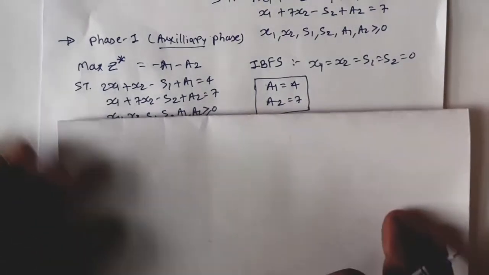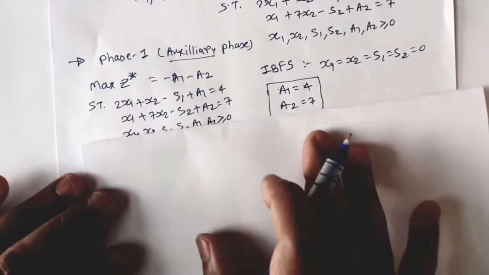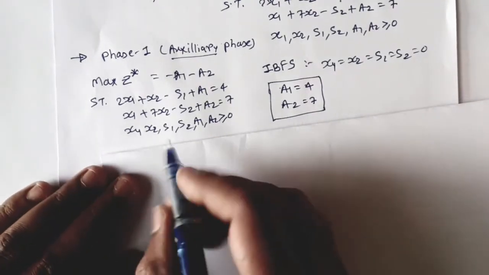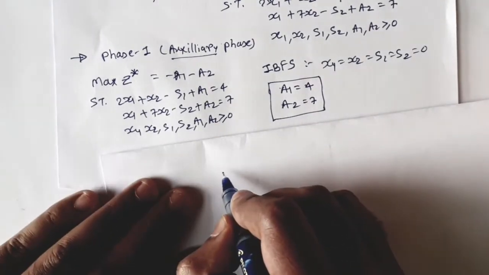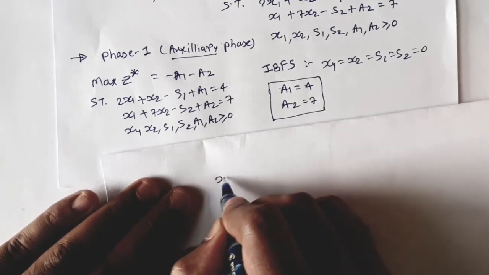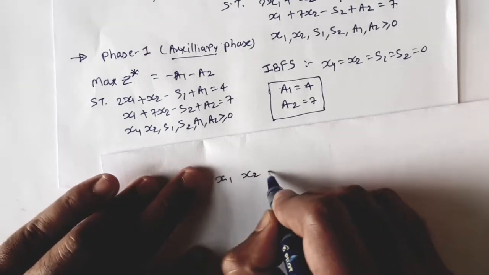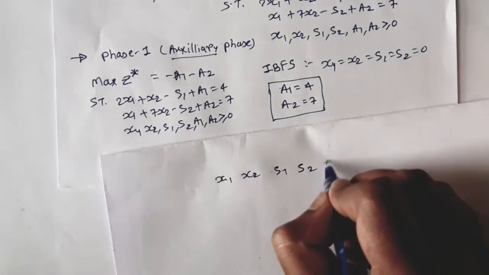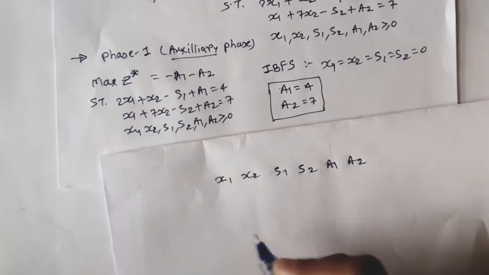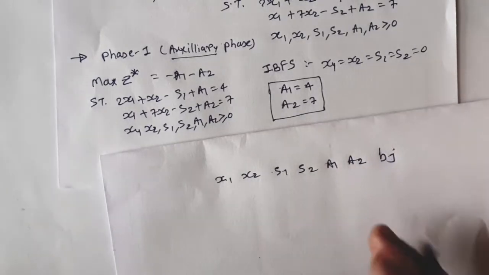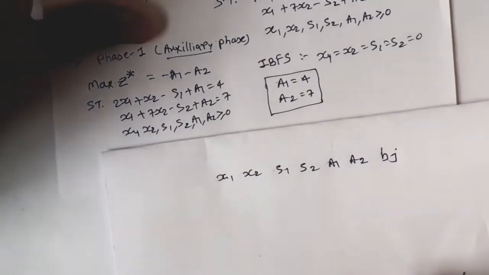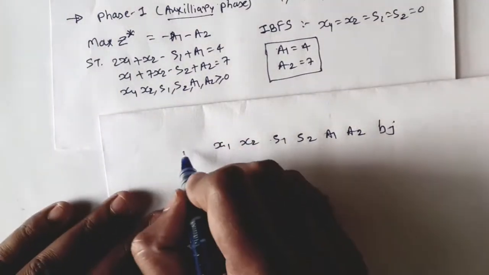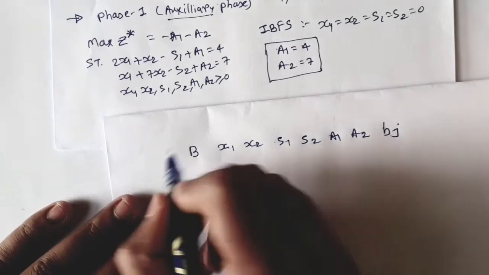So, in this case, we will make a table as usual for the auxiliary function, the auxiliary phase. Very first, we write down all the variables x1, x2, s1, s2, a1 and a2, and lastly the bj column, which is nothing but the value of this objective function. Then, from the table, the left hand side is the basic variable or basis column.